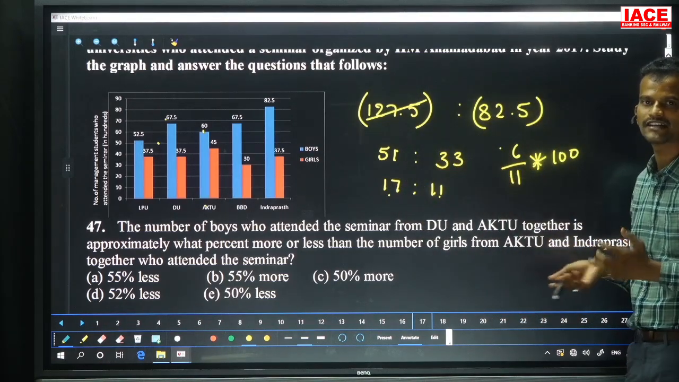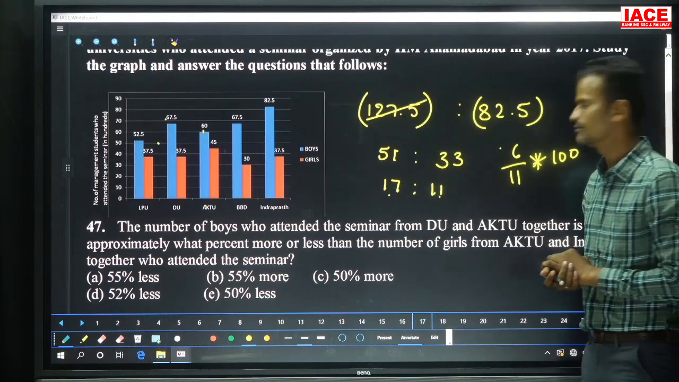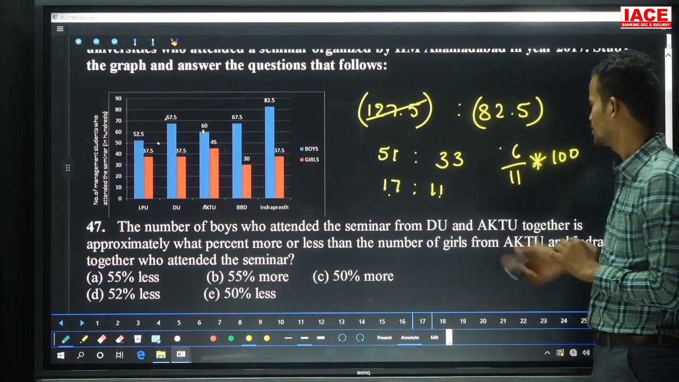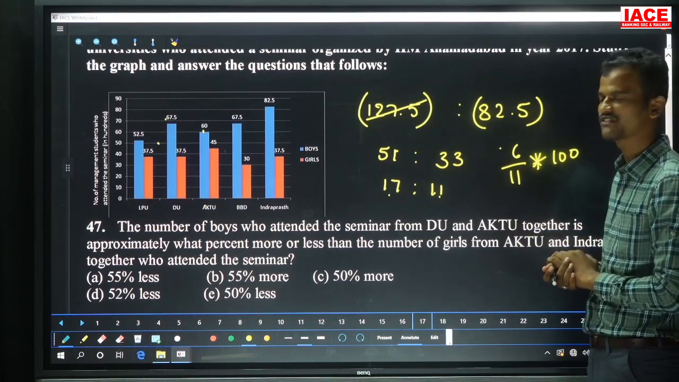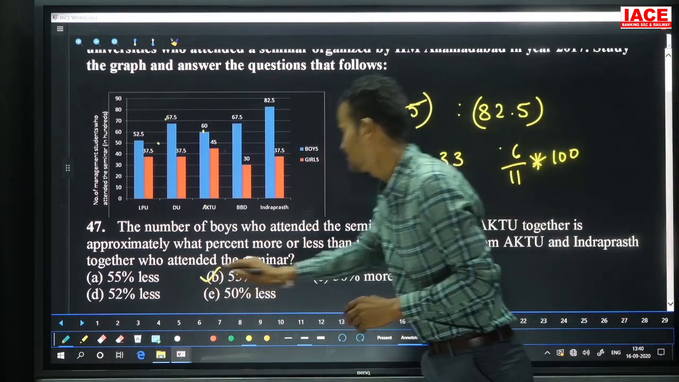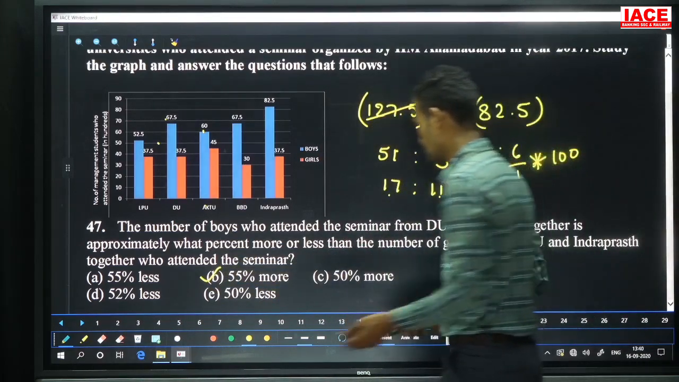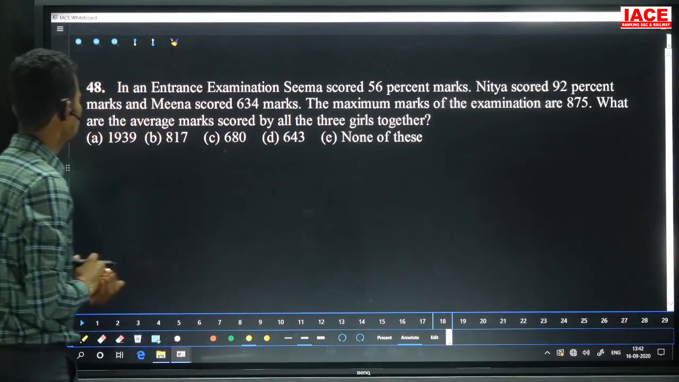Sir, 1 by 11 is nothing but how much, sir? 1 by 11 is nothing but 9 point. So 6 by 11 means 9 6s are how much, sir? 54. So approximately how much, sir? 55% more. Clear? See the next question. What is the next question given, sir?